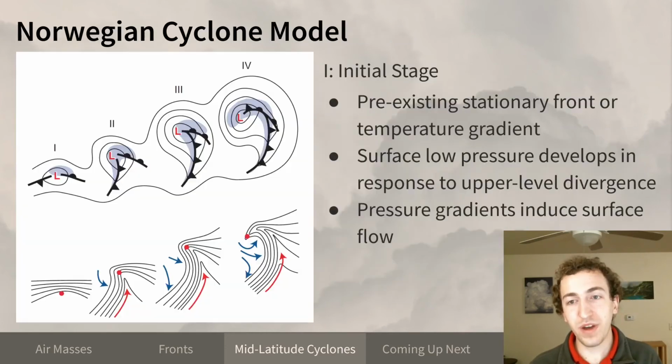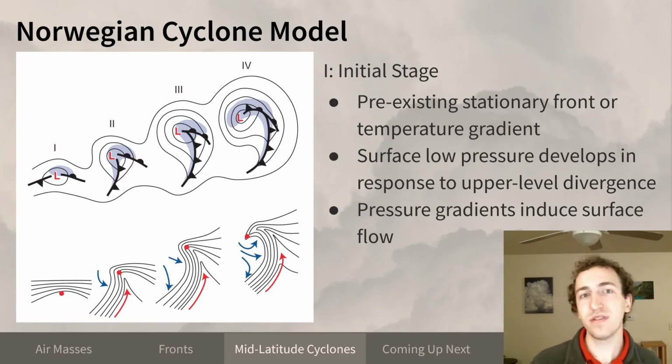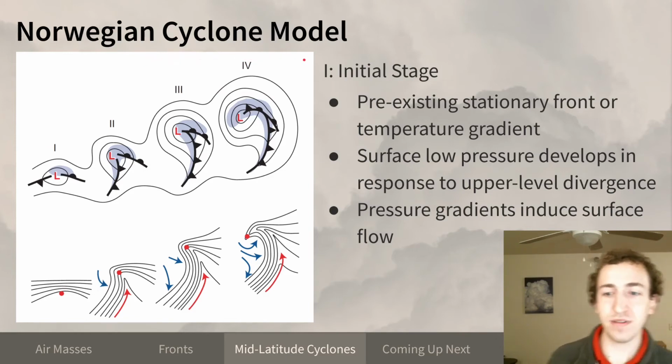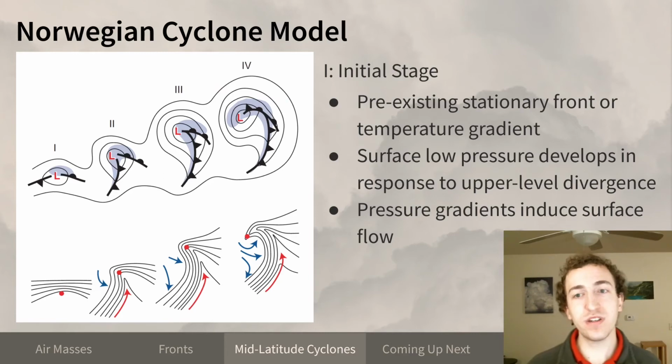So we'll go in and talk about the main conceptual model that we use to talk about these low pressure systems or these mid-latitude cyclones. As we see, the US is in the mid-latitudes, so it makes sense to talk about these kinds of cyclones. The model most commonly used for understanding these systems is the Norwegian cyclone model. And it generally has 4 stages that I'll talk about here.